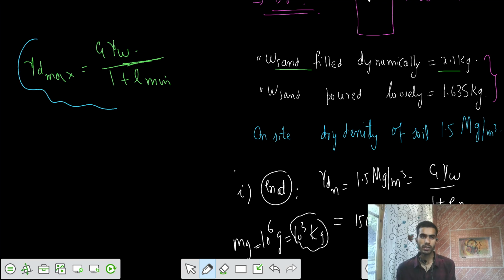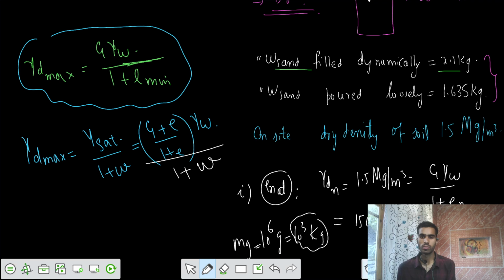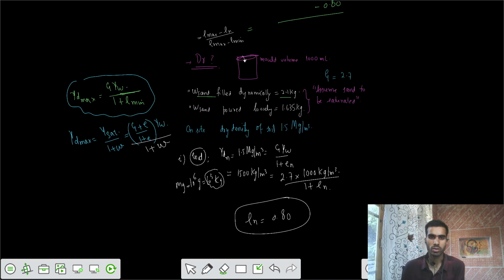But should we write this equation, or should we write one more equation, that is gamma dry max, which is actually gamma sat by 1 plus water content, and that is actually (G plus e) by (1 plus e) into gamma W? What do you think? We have to divide by the factor 1 plus w also. Which of the equations are we going to use? Based on the data, which equation are you going to use?